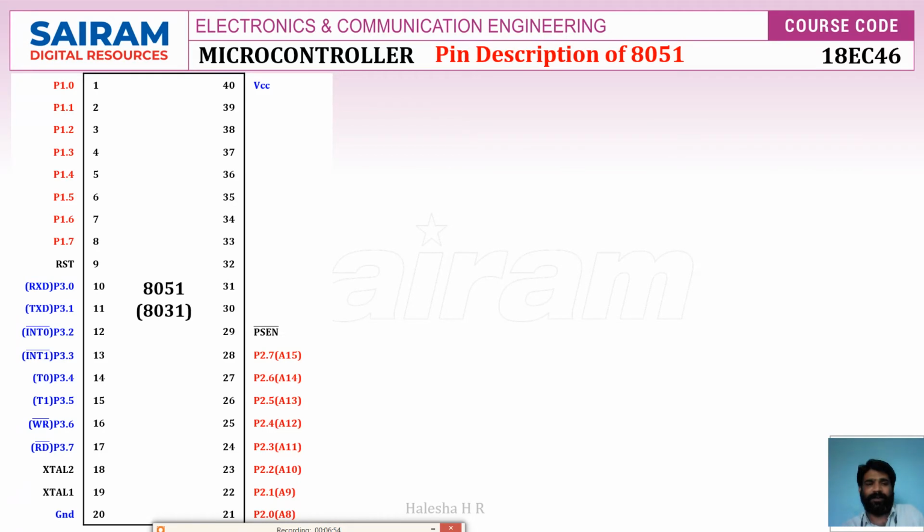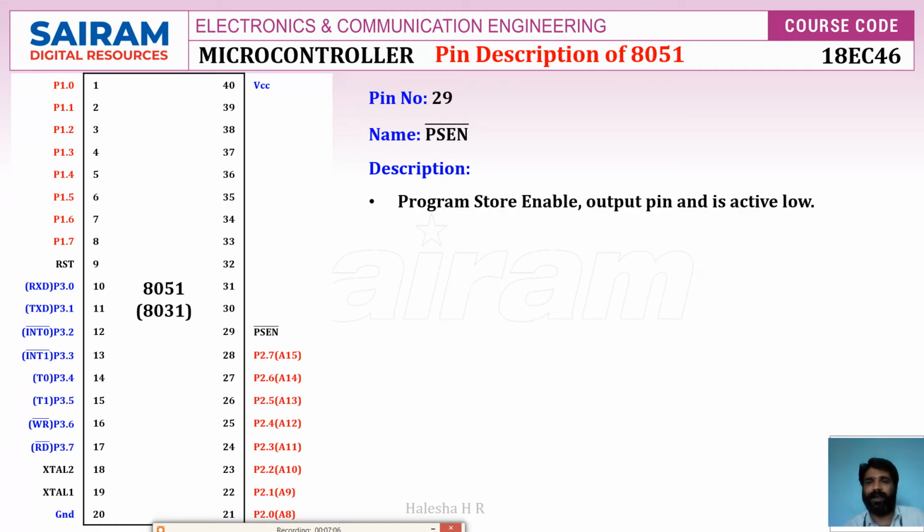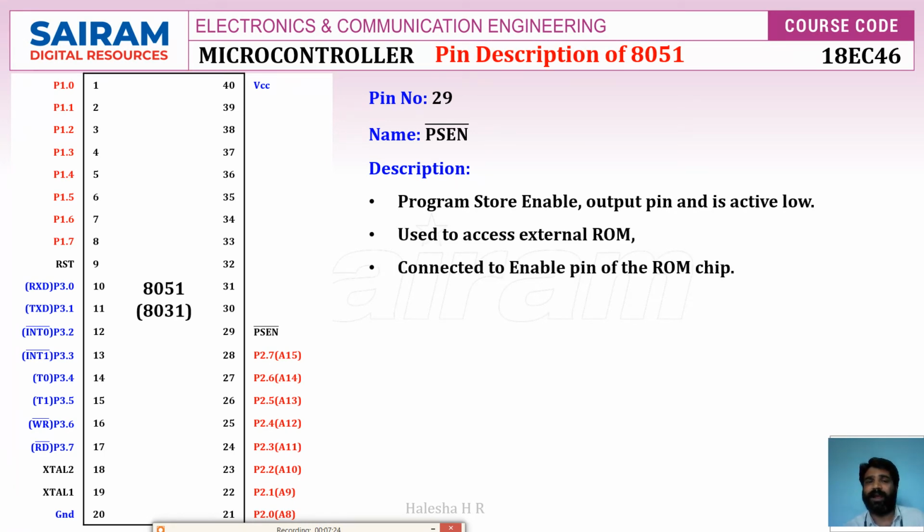And then pin number 29, PSEN bar, program store enable. PSEN means program store enable, and it is active low. It is an output pin. Output pin means it is an output of the microcontroller. So whenever the microcontroller wants to read external ROM, it has to assert a signal on PSEN bar. So we use it to access external memory. It is connected to the enable pin of the ROM chip or chip select pin.